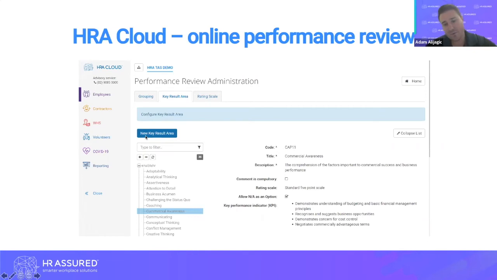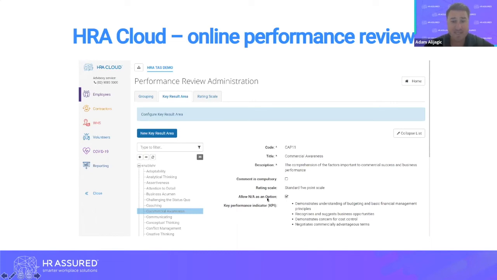If you have a look a little bit further over to the right, you'll see how it is set out. You get a code, and you get a title, which is what the KRA is, so commercial awareness. And then there's a description: the comprehension of the factors important to commercial success and business performance. I don't think I'd be very good at that one, but that is one that's there. You can then set up a rating scale. We've got a standard 5-point one set up, but you can set up 1 to 3. It's entirely up to you.